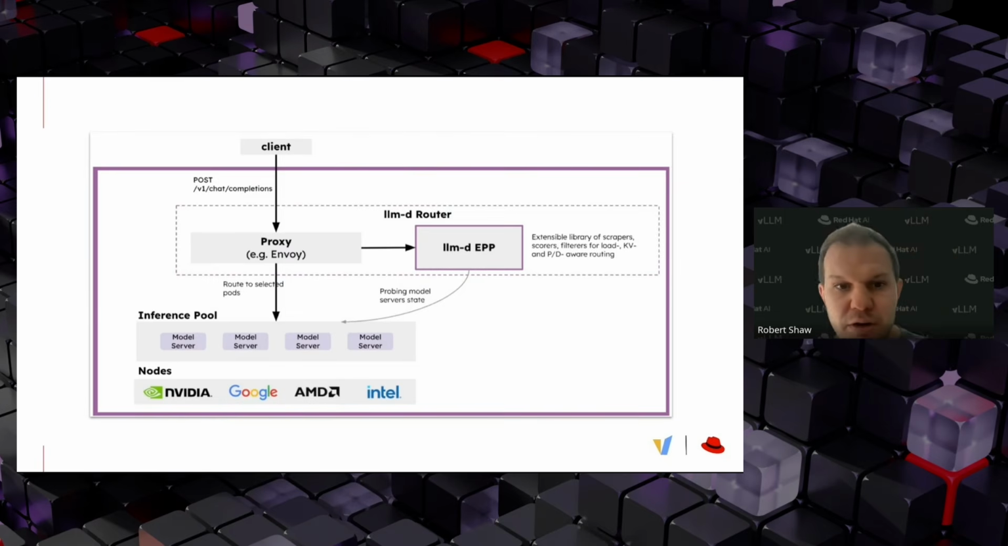Importantly, however, prefix affinity is not the only metric to look at. We also want to deal with back pressure, where if certain pods are overloaded because they're dealing with really long requests, we want to instead route the request to other pods. And so llm-d has a library of scrapers, scorers, and filters. It's very configurable and can add some pretty sophisticated scoring logic on top of the pods.